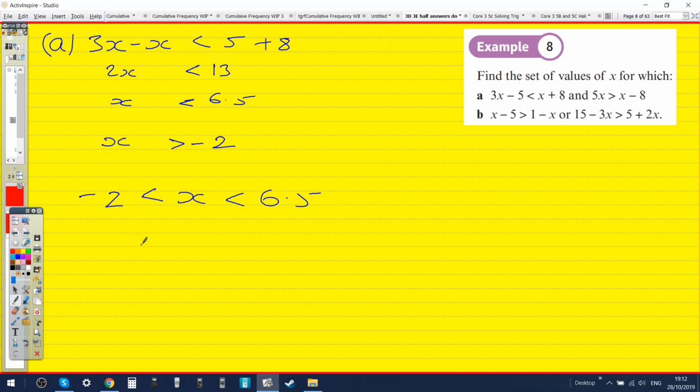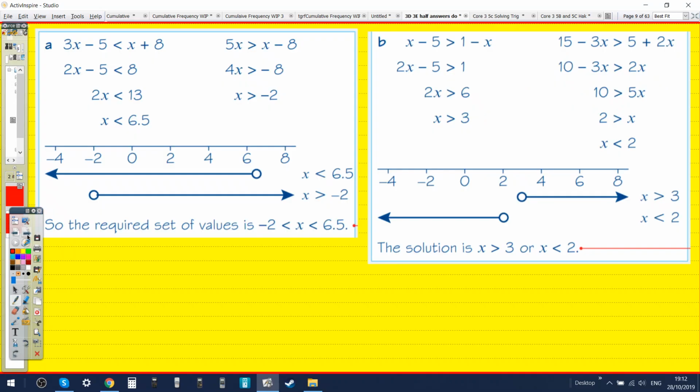If you're asked for, no, we'll get there. Another way of writing it is x such that, and then curly brackets around it. Yeah. Okay. So that was minus 2 to 6.5.